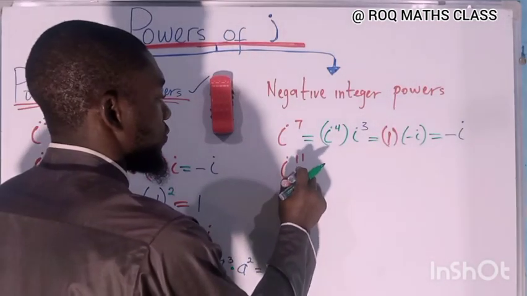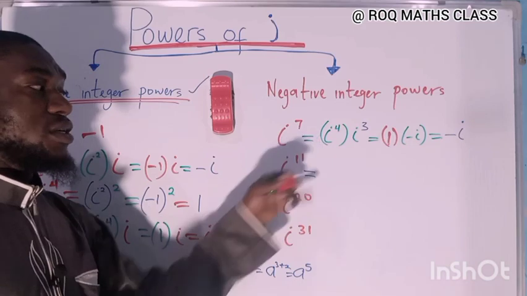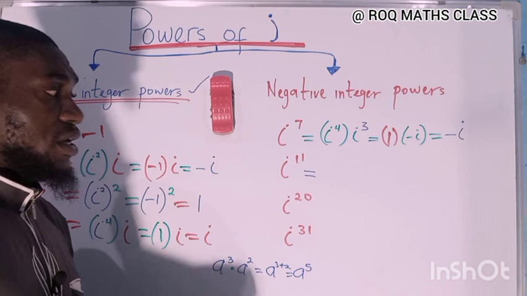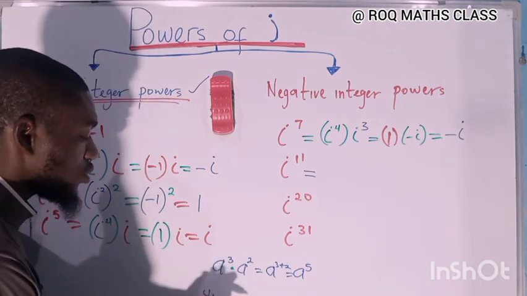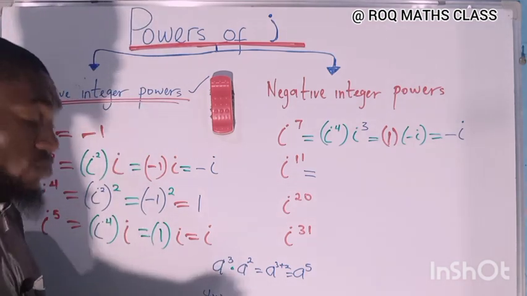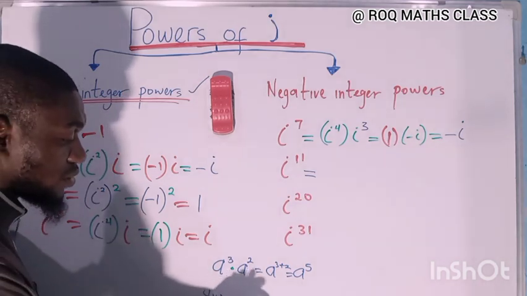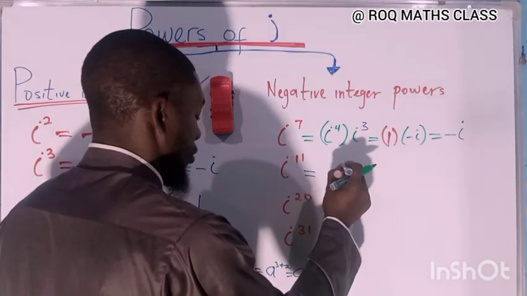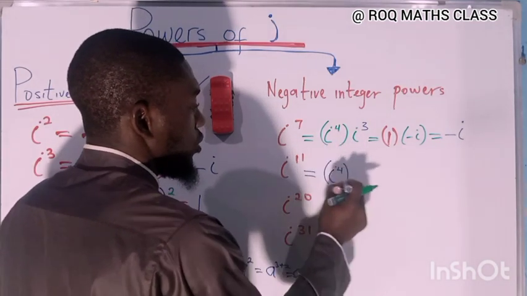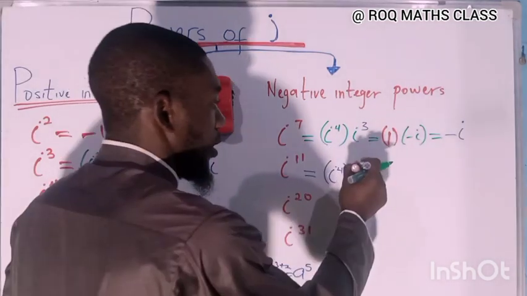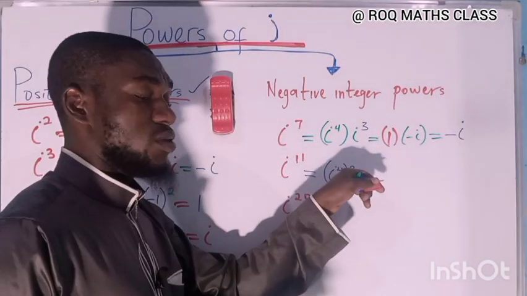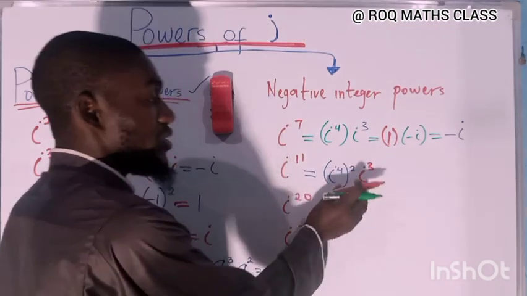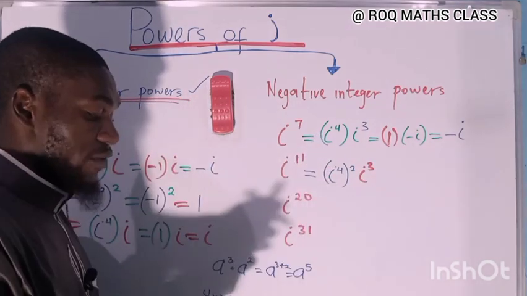The next one that we have is iota raised to the power of 11. How are you going to express this? 11 can be broken down as what? I have 4 times 2, which is 8. Good. Then I have plus 3, and I'm going to have 11. Therefore, I can break it into iota raised to the power of 4, into the bracket of iota raised to the power of 4, raised to the power of 2, because 4 times 2 is 8. Then I'm going to have iota raised to the power of 3 to complete it as iota raised to the power of 11.